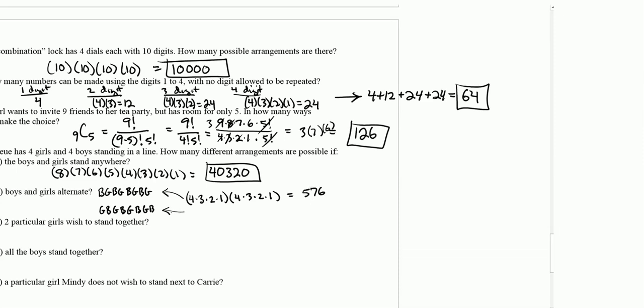We're going to get the same thing for the second case. 4 times 3 times 2 times 1 for the boys and for the girls, so we're going to get another 576. And so we got 2 576s. If we add them together, or we could say 576 times 2, we end up with 1152. So there are 1,152 arrangements where boys and girls alternate.